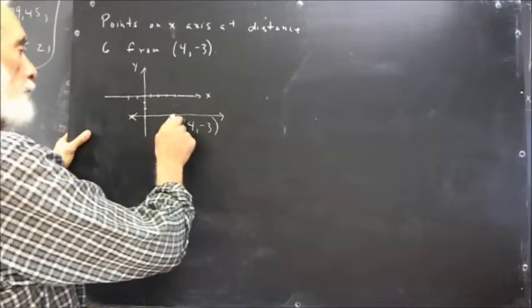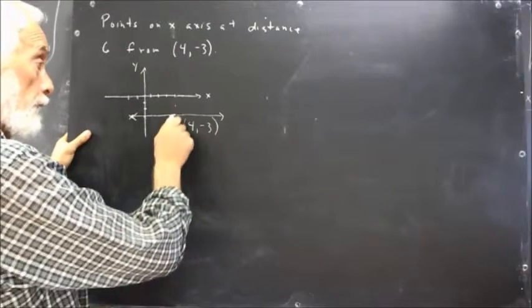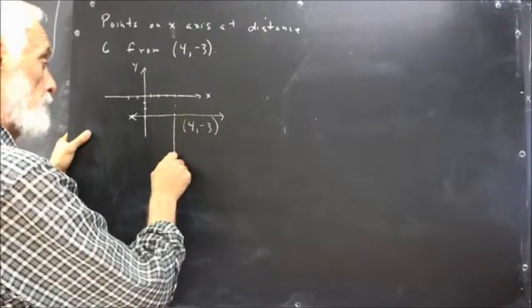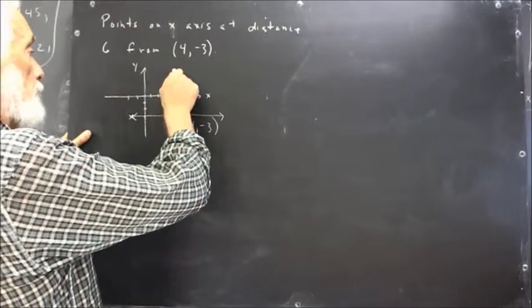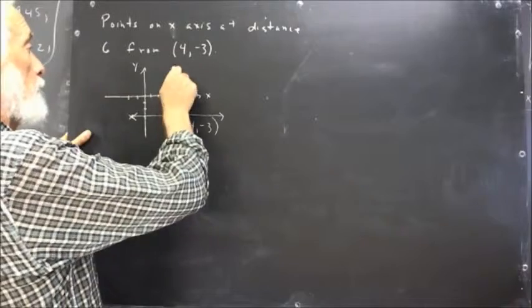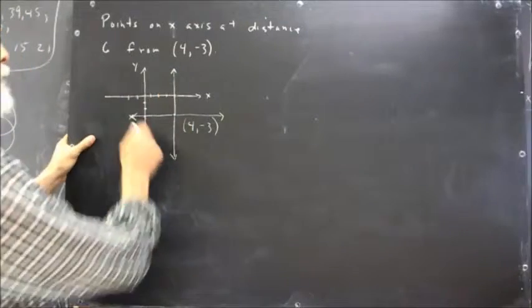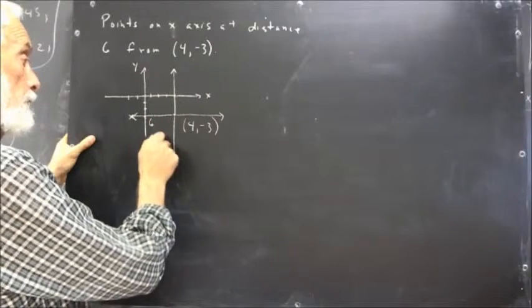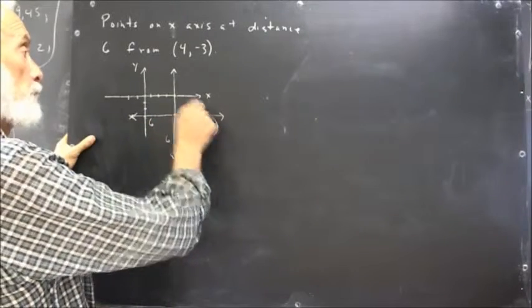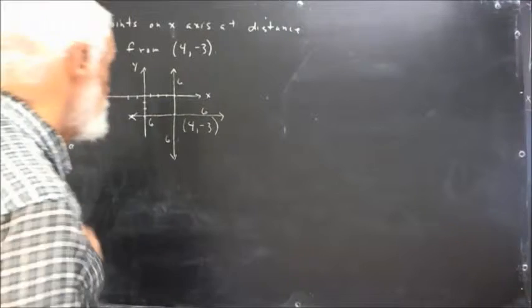If we went down, that would put us at (4, -9) down here, and up here it would put us at (4, 3). So these arrows are all 6 units. So I just put 6's on them to indicate that they're all 6 units.